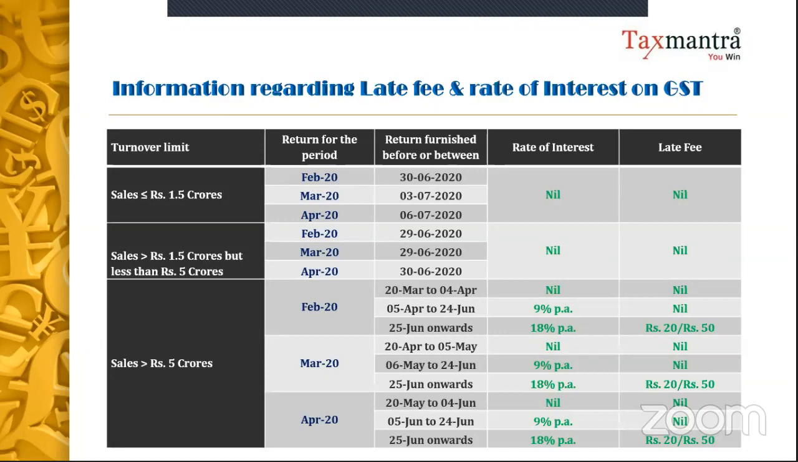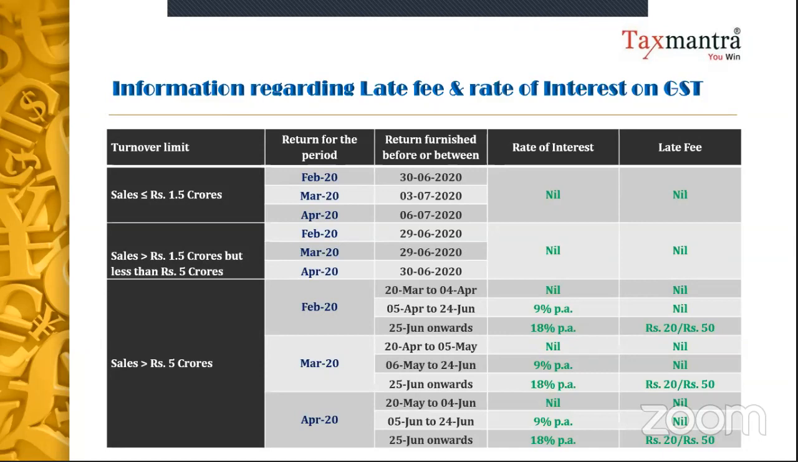In case of sales more than 1.5 crore but less than 5 crore for the months of February, March, and April, the revised dates would be 29th of June and 30th of June. If they are able to make the payment within these due dates, then they are also not liable to pay interest and late fees. But late fees will be levied in case of taxpayers having more than 5 crore turnover.